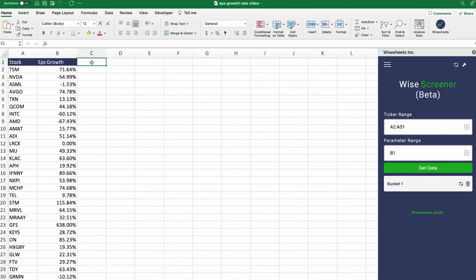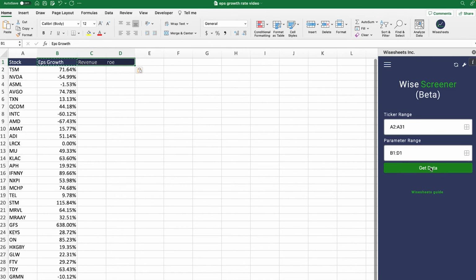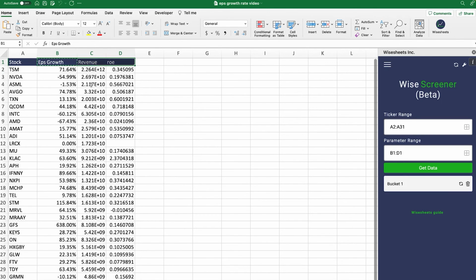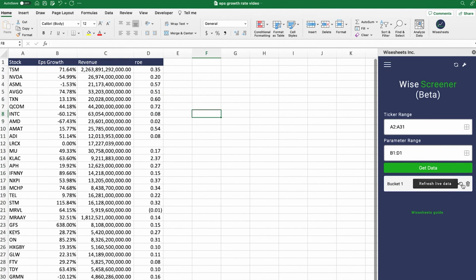And the best part about this as well is that you could also add other parameters that you want. So in this case, we have revenue. We also could add the ROE just as examples. Copy paste the formatting, and now all we need to do is, instead of just getting the EPS growth, we're also going to get those as well. We can get rid of this bucket, click on get data, and boom, now we have all the information here as well. So now we can just format it, and at any time we can refresh the live data.